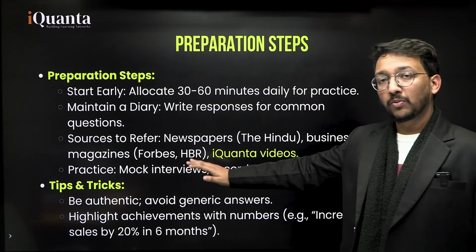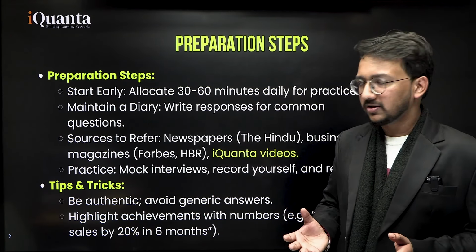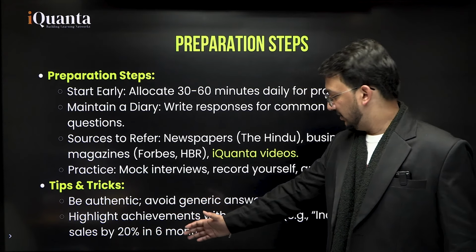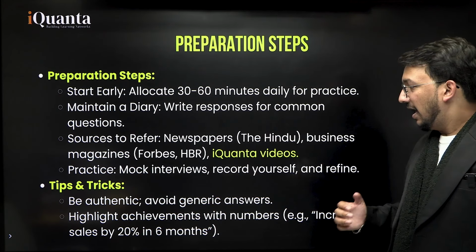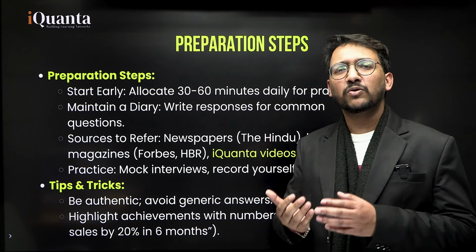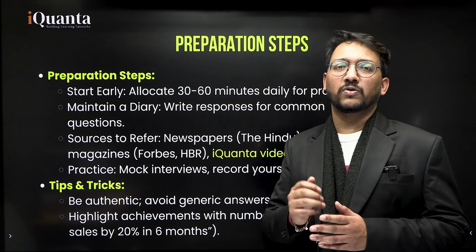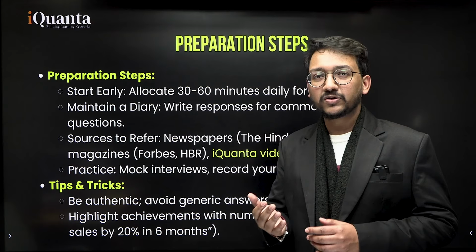If we talk about some tips or tricks, the most important is that you should be authentic. You should avoid generic answers which you think everyone would give. Highlight your achievements with numbers. For example, I increased sales by 20% in 6 months. These are some examples that you can give with numbers, because these are the things which will bolster your claim on your work experience or any kind of experience you hold in your life.